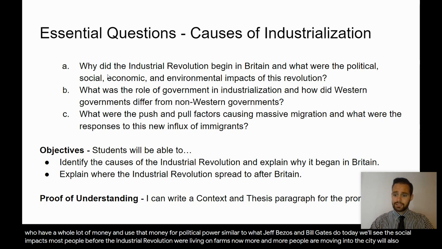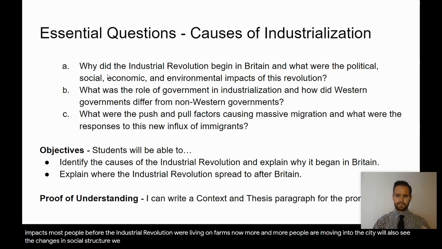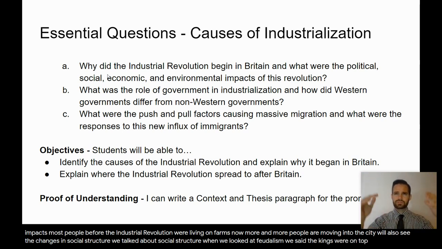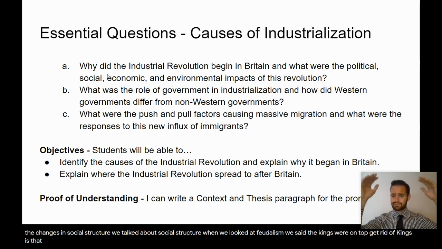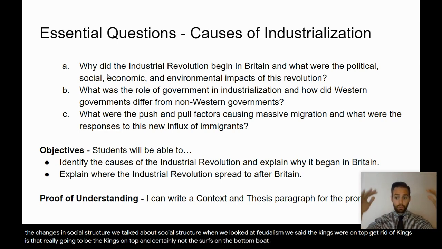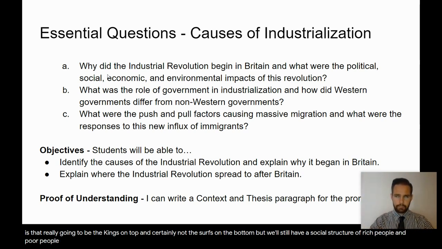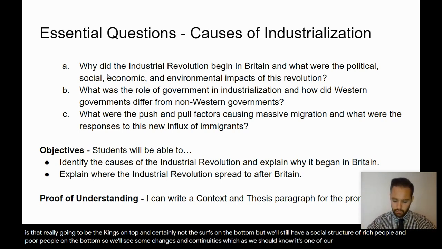We'll also see the changes in social structure. We talked about social structure when we looked at feudalism. We said the kings were on top, the serfs were on the bottom, but now we're starting to get rid of kings. It's not really going to be the kings on top, and certainly not the serfs on the bottom, but we'll still have a social structure of rich people on top and poor people on the bottom. So we'll see some changes and continuities, which, as we should know, is one of our historical thinking skills.